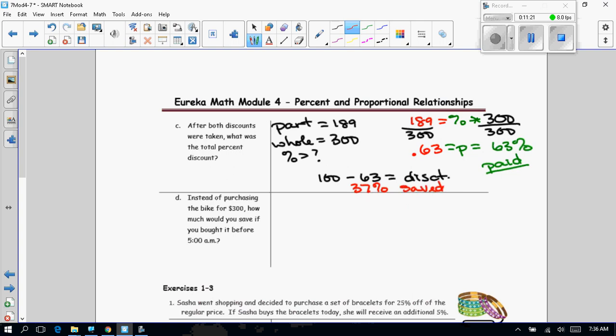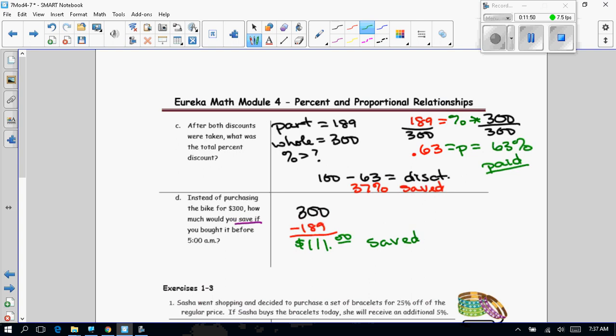So instead of purchasing the bike for $300, how much did you actually save? Not how much did you pay, but how much did you save if you bought it before 5 a.m.? So the bike would have been $300, but I paid, excuse me, $189 for a savings of $111.